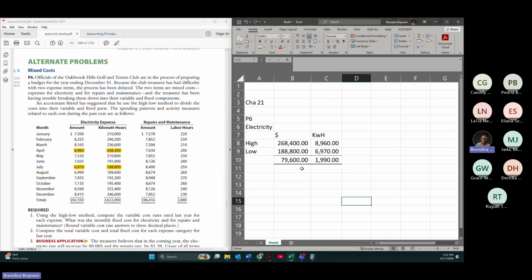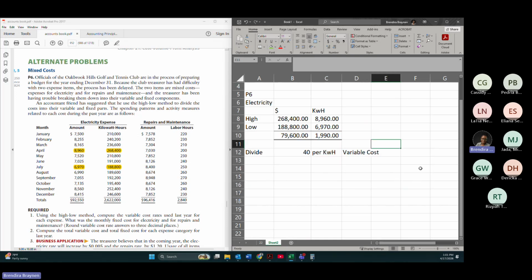What I do from this point is I then divide the two. So I take the cost divided by the cost driver. Based on this, it's $40 per kilowatt hour. This represents the variable cost. Okay, so that's my variable cost.